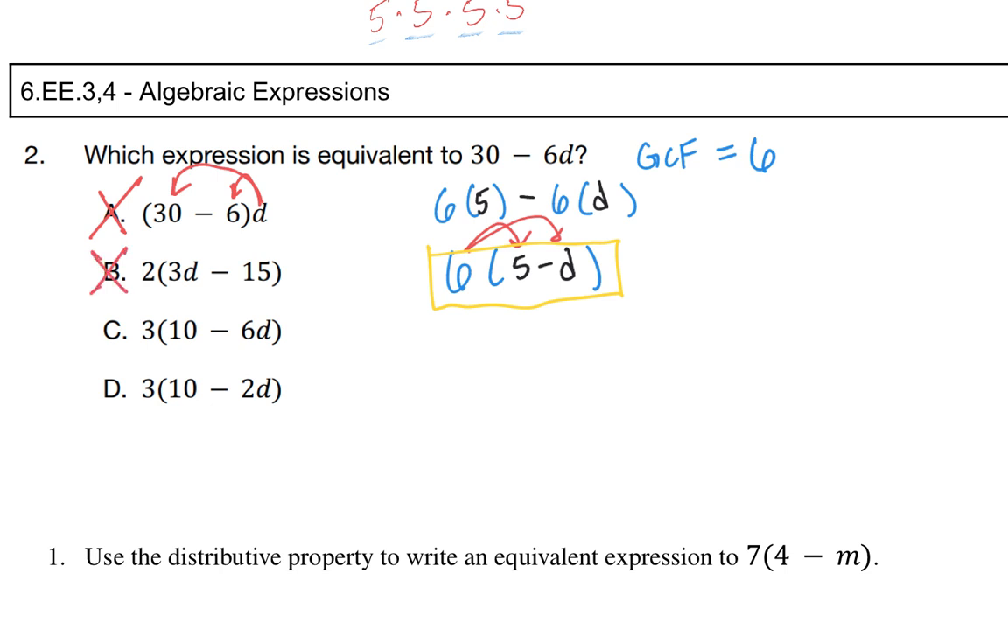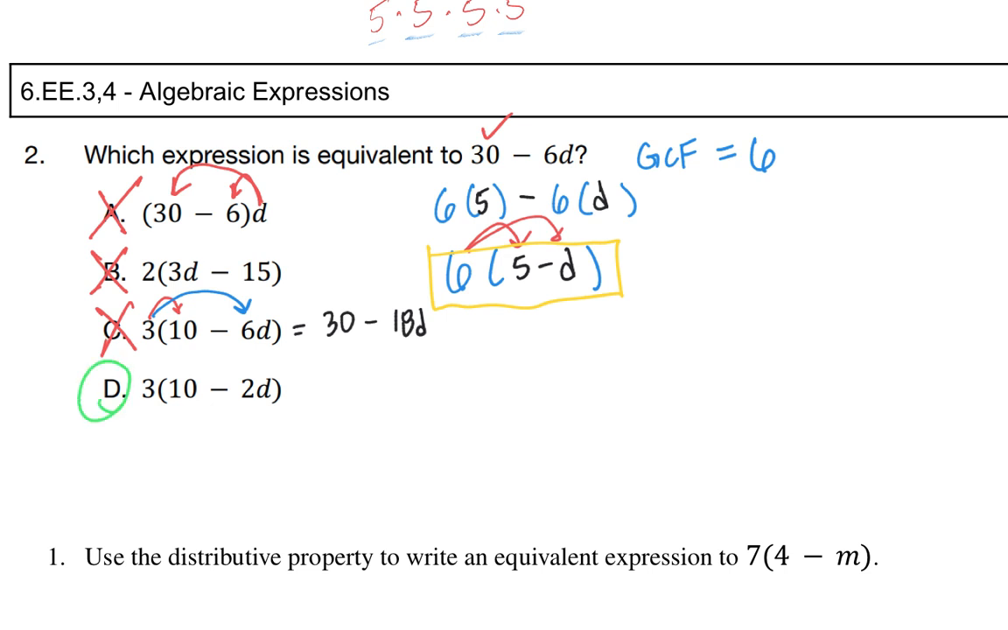Here is the most common mistake, is that when they go to distribute, they only distribute to the first term and say 3 times 10 is 30 minus 6 d's. Oh, that's equivalent. Well, no, because you also have to distribute to the other term too, to both terms. That's the distributive property. So this is equivalent to 30 minus 18 d's, which is not what we have, leaving us with our correct answer choice of this one, right?